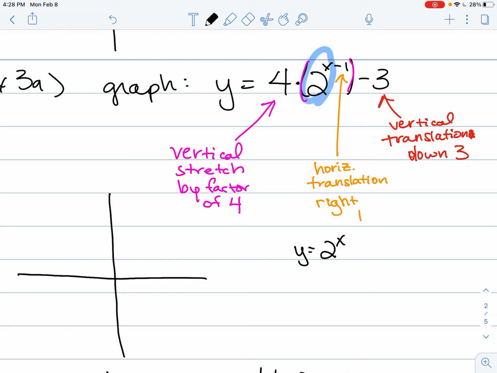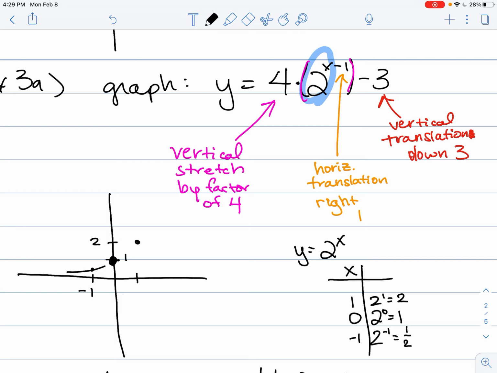So we're going to graph really quickly y equals 2 to the x. So remember, when x is 0, that is a value of anything to the 0 power is 1. So this is our point right here, 2 to the 0. I can write this down on a chart too. When x is 0, 2 to the 0 is 1. When x is 1, 2 to the 1 is 2. When x is -1, 2 to the -1 is 1/2. So let's go ahead and graph that. So here's my points. Here's -1. So that's my parent function.